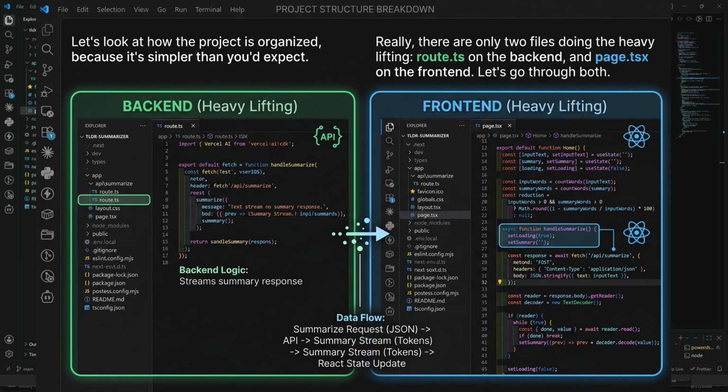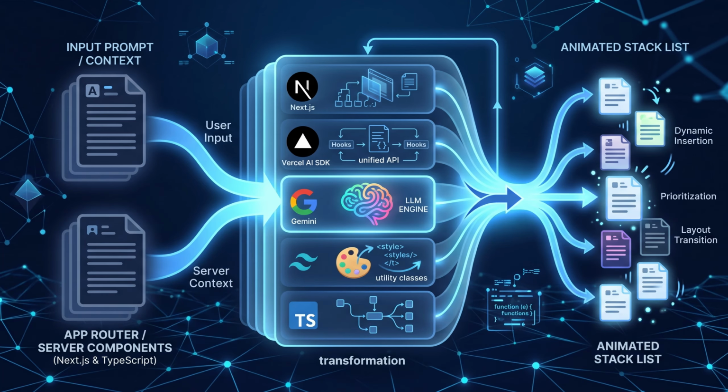Now let's flip to the front end, because receiving a stream is only half the story. The UI has to know how to consume it. This is where the Vercel AI SDK really shines. On the client side, it gives you a hook that manages the entire lifecycle of the request, sending the text, listening for incoming chunks, and updating the UI automatically as new words arrive. You don't write a single line of manual stream reading code.